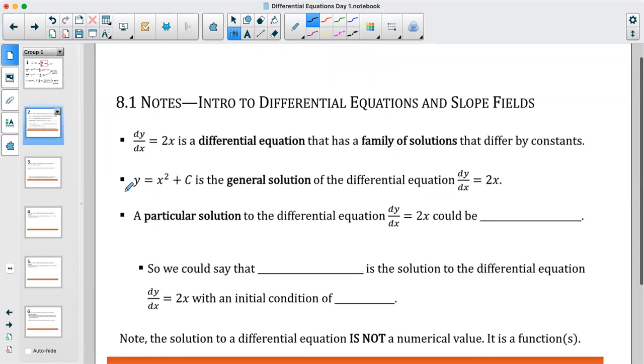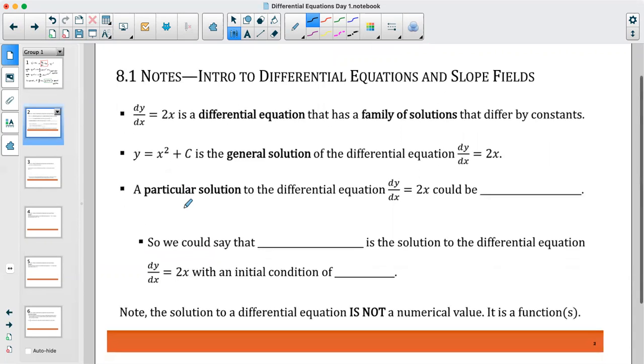So just to summarize, dy dx equals 2x is a differential equation with a family of solutions. We call them a family, where it's like x squared plus 1, x squared plus 2, x squared plus 3. That's what I mean by a family, all of those different solutions. In general, we would just say plus c right here. A particular solution could be y equals x squared plus 1.